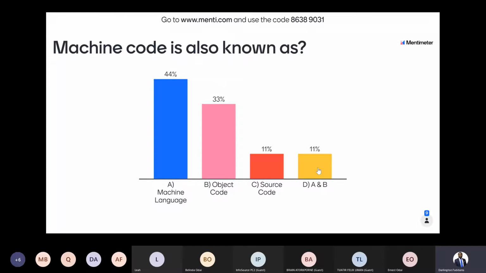So the correct answer is D. The 11% who selected D, you are right. Now, when you get an examination question, you need to look through all the answers before you select your own. So we have 44% saying machine language. You are right, but B is also right. So the correct answer here is D. Let me take you through the next question.